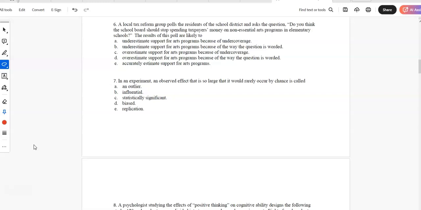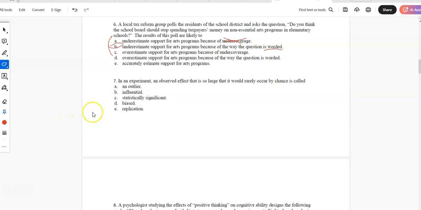So underestimate for the support because of undercoverage. So I agree with underestimate, but undercoverage is when there's whole populations you're not reaching. I don't think that's the reason. Because of the way the question is worded, oh, I like that a lot. Undercoverage, no. So definitely not an overestimate. So it's got to be B.